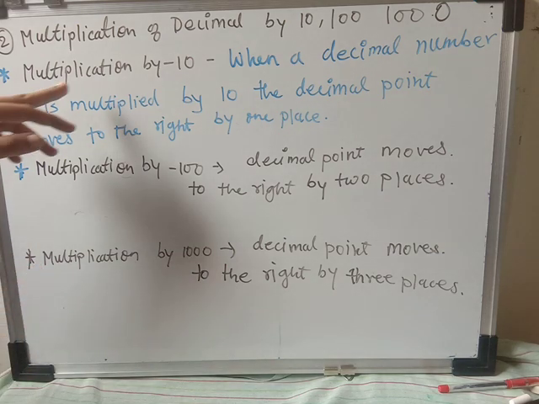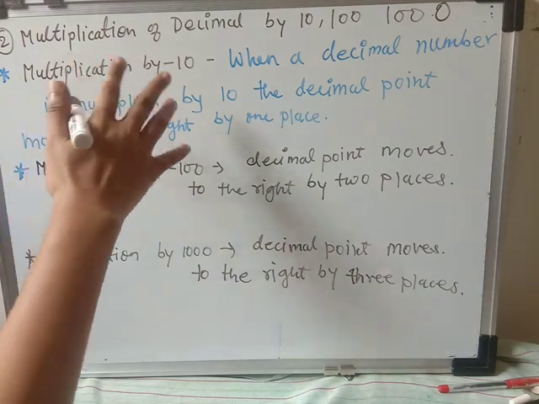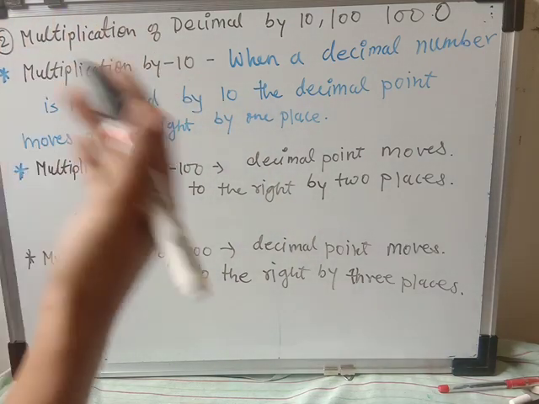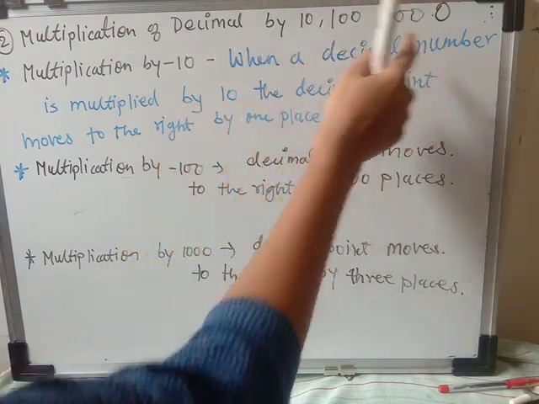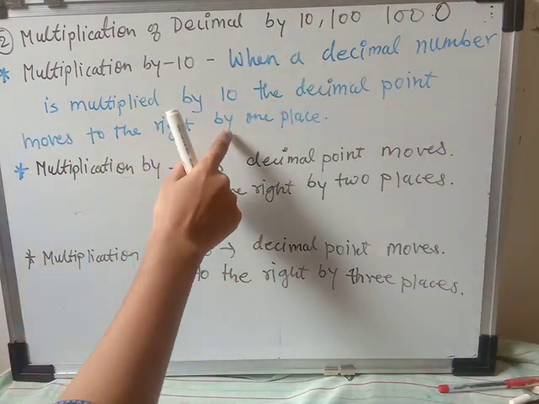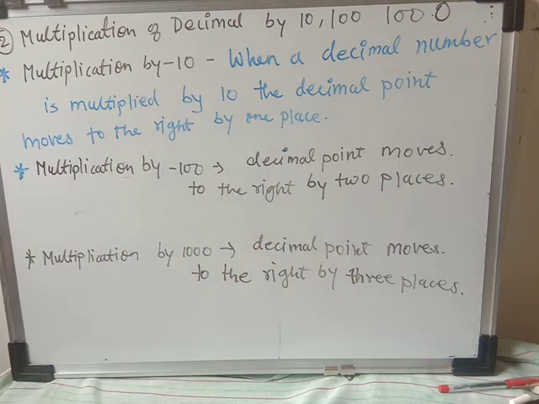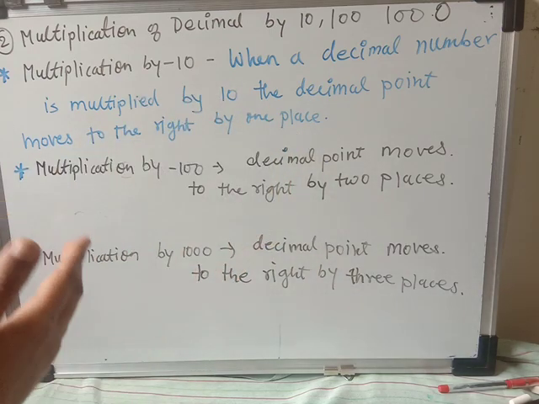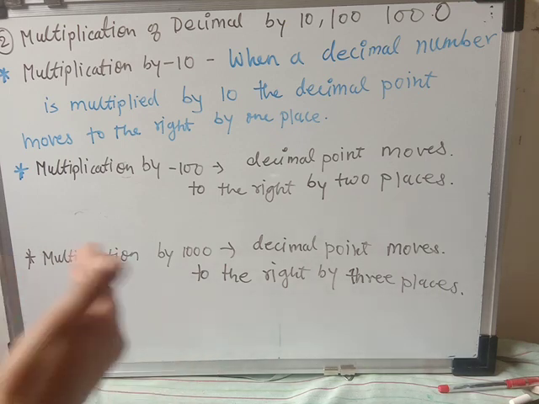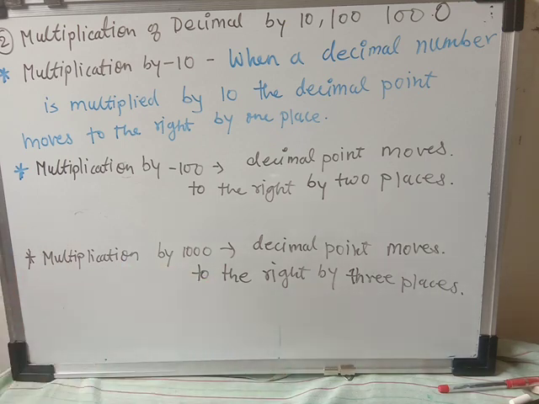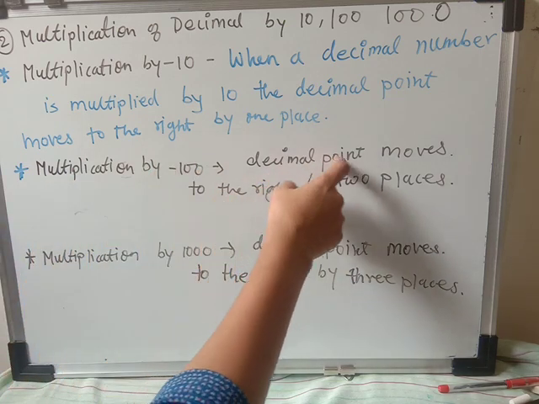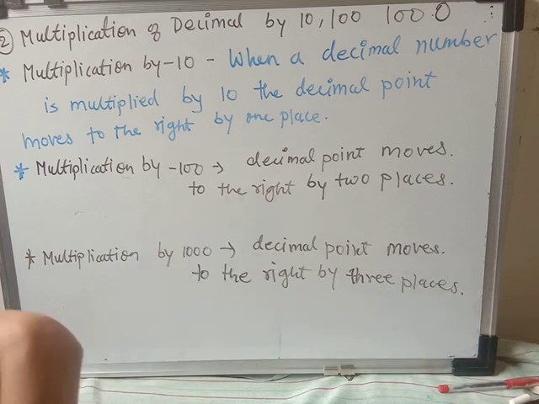Okay, so multiplication by 10: if we multiply any decimal by 10, what happens? When a decimal number is multiplied by 10, the decimal point moves to the right by one place. Okay, so here what happens, the right side has one place less. Okay, so multiplication by 100: here again the decimal point moves to the right by 2 places.